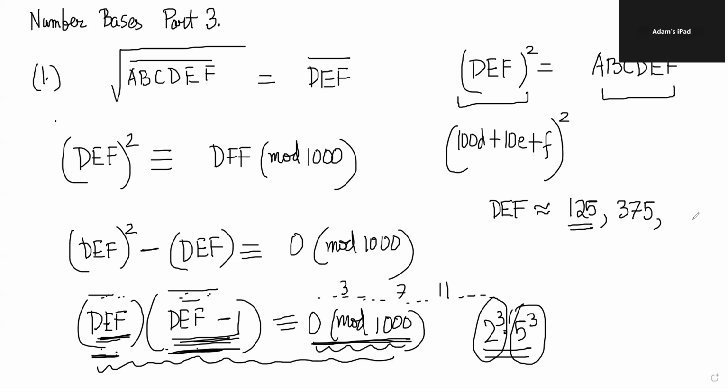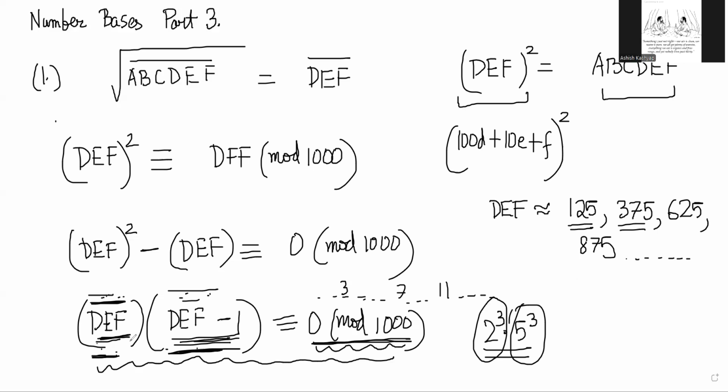I cannot have 5 cube into 2 here because I will put the 2's in the other number, right? I can even have 5 cube into 5, 625 also. I can even have 5 cube into 7, 875 also. But I will not do anything higher than that because this is a 3-digit number.